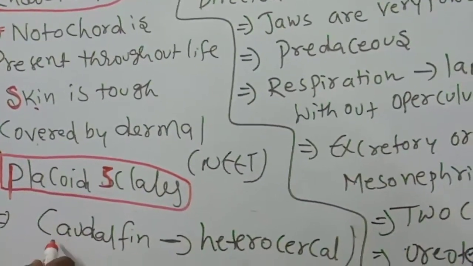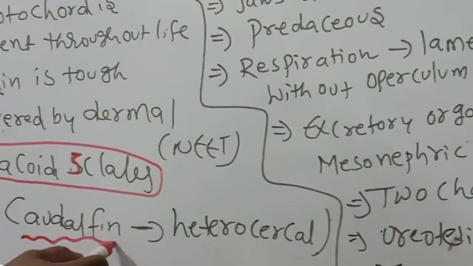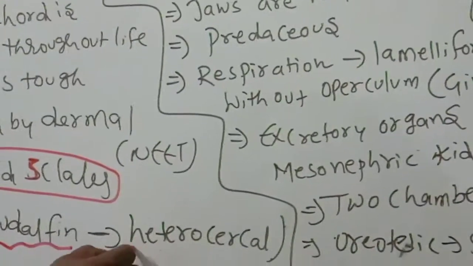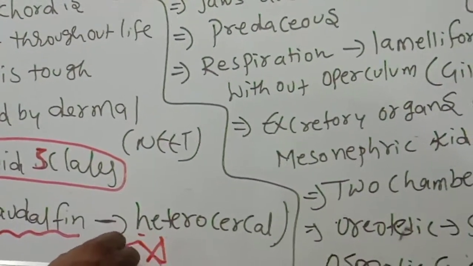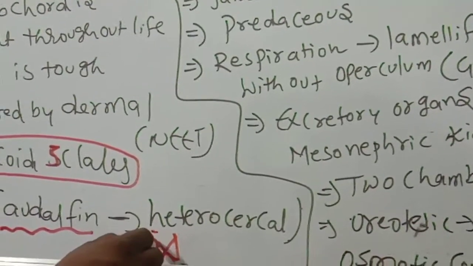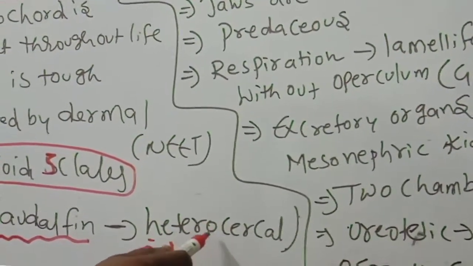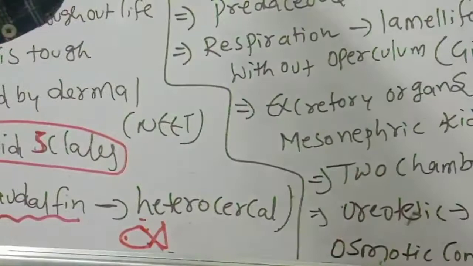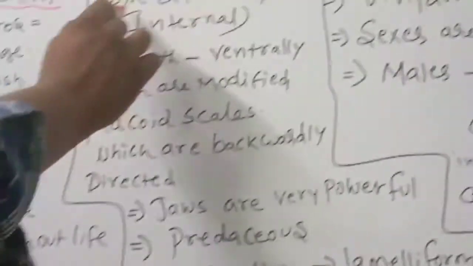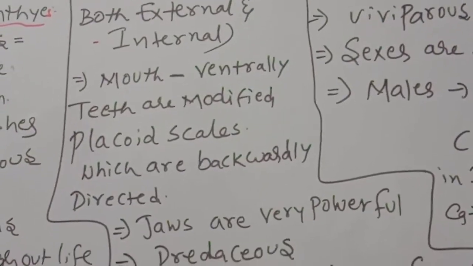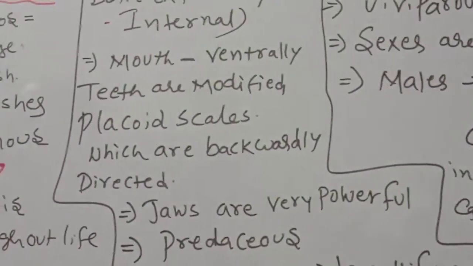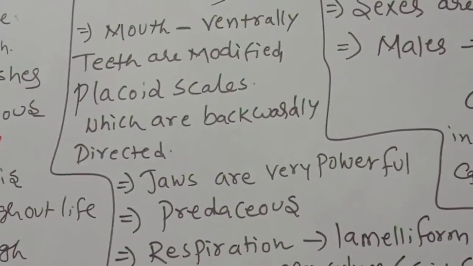Next, the caudal fin is there. The caudal fin will be heterocercal. Heterocercal means asymmetrical, both externally and internally. So the heterocercal tail form will be there.